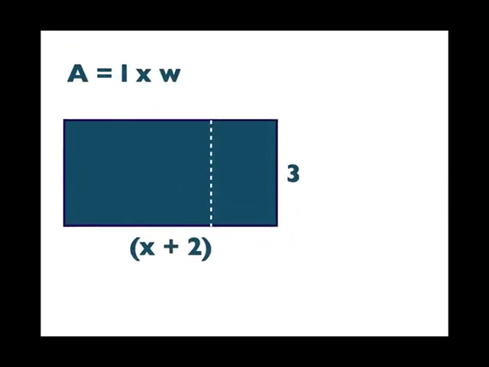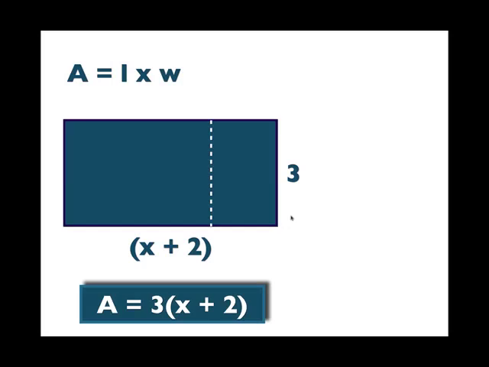So we're going to start with the diagram. And see this diagram, we have a rectangle. We know that the area of a rectangle, if I want to find it, is to multiply the length times the width. In this particular rectangle, the length is x plus 2. It's not a number, it's an expression, x plus 2, and the width is 3. We can see that here.